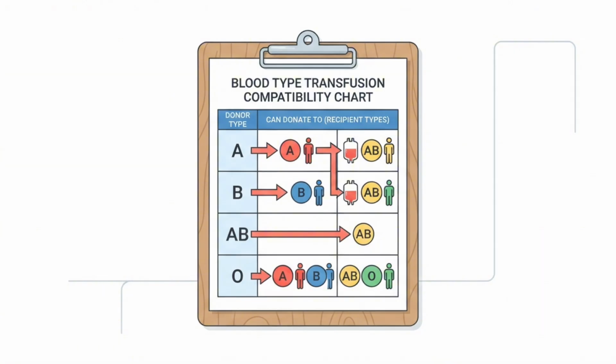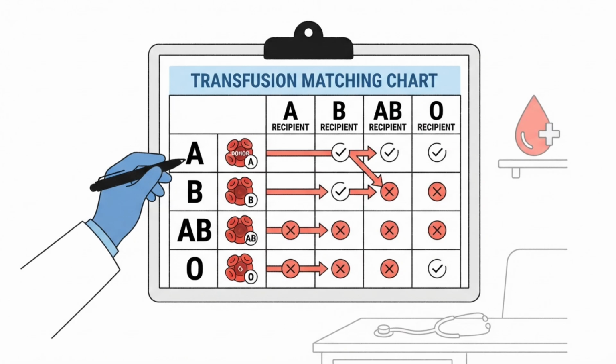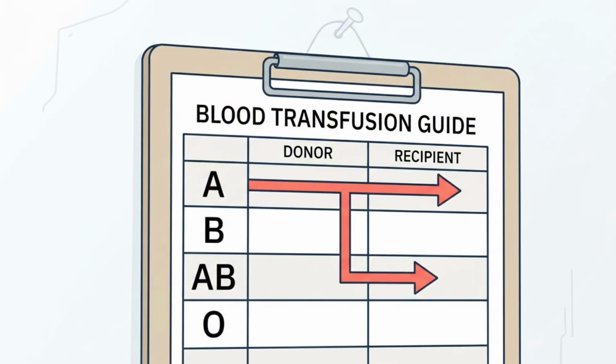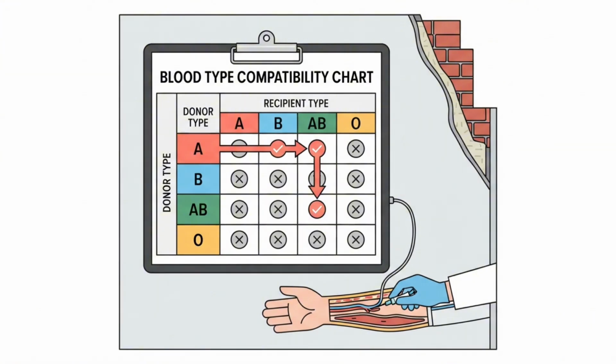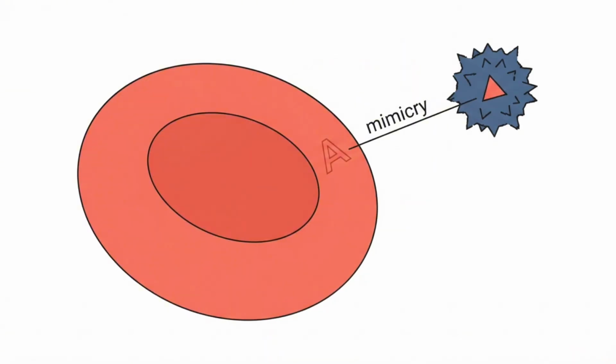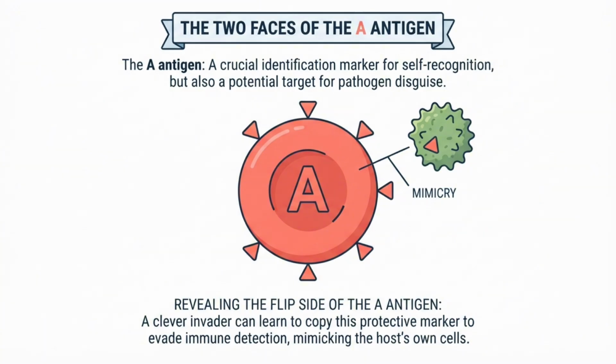However, that stamped-on logo is also a liability outside of transfusions. Some pathogens have evolved surface molecules that mimic the A antigen closely enough to slip past immune surveillance. One reason researchers have studied links between blood type and susceptibility to certain infections. The logo that protects you in the blood bank can be the very thing a clever invader learns to copy.